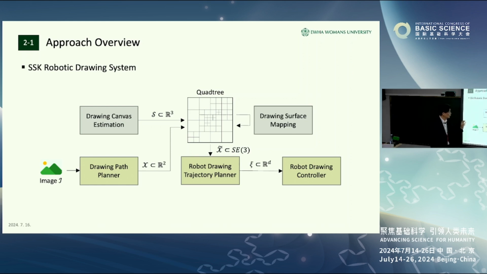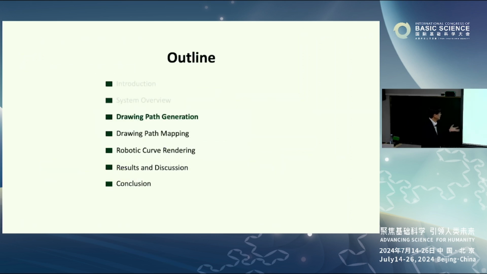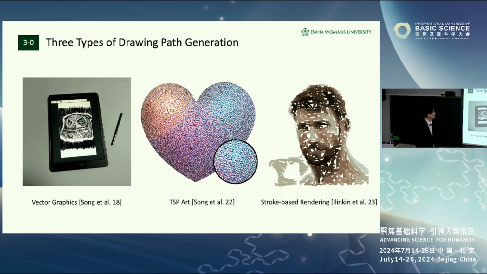And now I'm going to go over each of these steps in a little more detail. First part is drawing path generation. So in our work, we consider 3 types of drawing path generation. This path will be, of course, 2D vector sequences of points, which define a piecewise linear path.